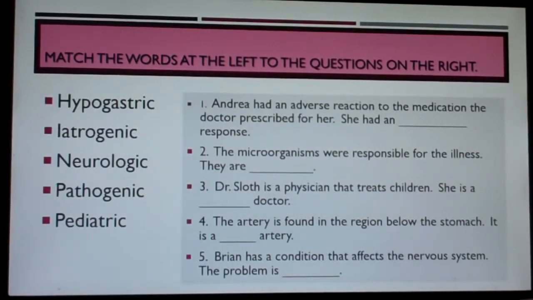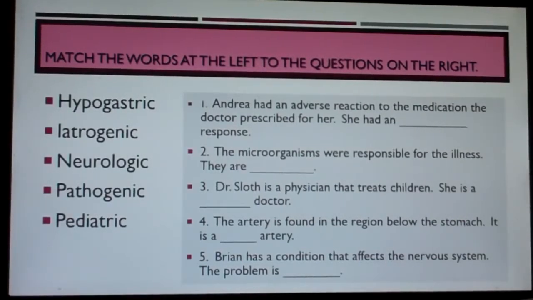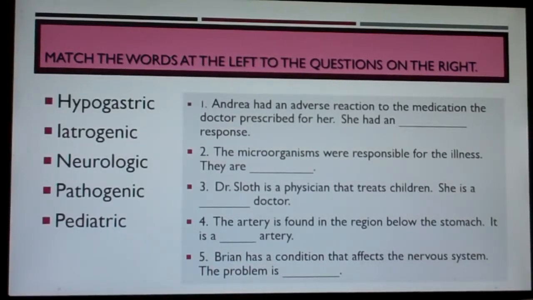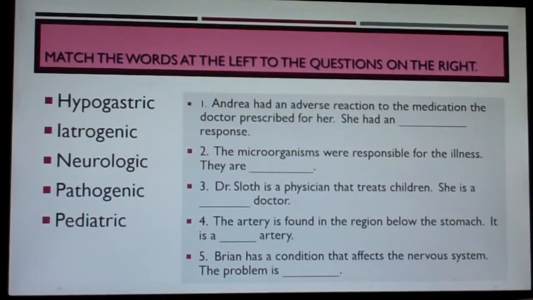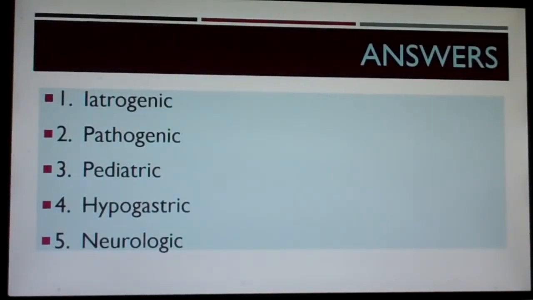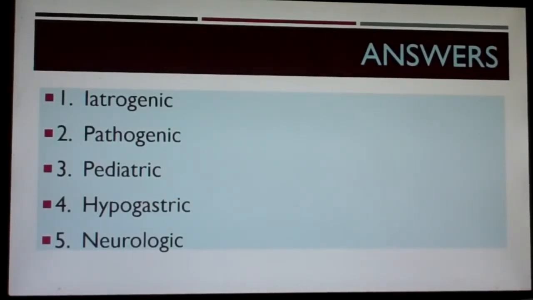Number 3, Dr. Sloth is a physician that treats children. She is a blank doctor. Number 4, the artery is found in the region below the stomach. It is a blank artery. Number 5, Brian has a condition that affects the nervous system. The problem is blank. Answers. Number 1, iatrogenic. Number 2, pathogenic. Number 3, pediatric. Number 4, hypogastric. Number 5, neurologic.